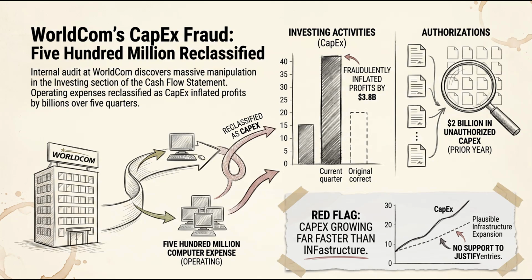WorldCom committed one of the largest frauds in history by manipulating the investing section. An internal auditor named Gene Morse discovered a $500 million computer expense that had been fraudulently logged as a capital expenditure. Further investigation revealed $2 billion in unauthorized CapEx from the prior year. By reclassifying operating expenses as capital expenditures, they inflated profits by $3.8 billion over 5 quarters.